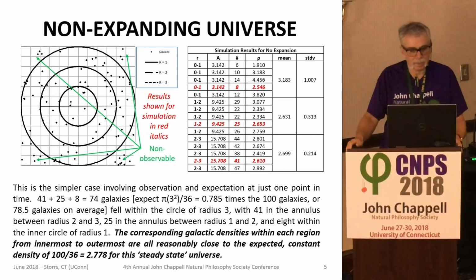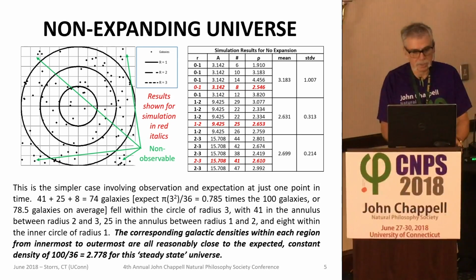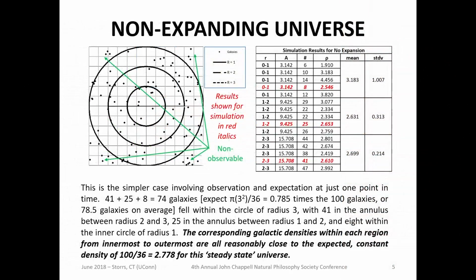And this is a diagram of what I did for the non-expanding steady-state universe simulation. This is my 6x6 grid. The dots represent the 100 galaxies randomly spread throughout there. I just used a random number generator for the locations. And I had 3 sets of rings here because I'm going to use these for comparison later for the Big Bang expansion.